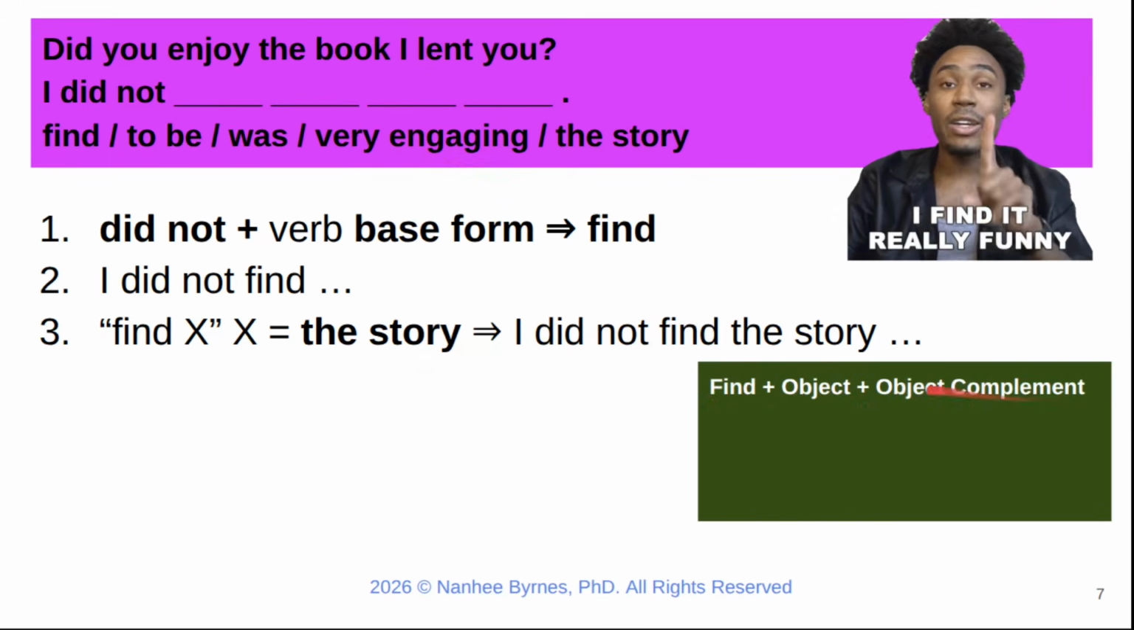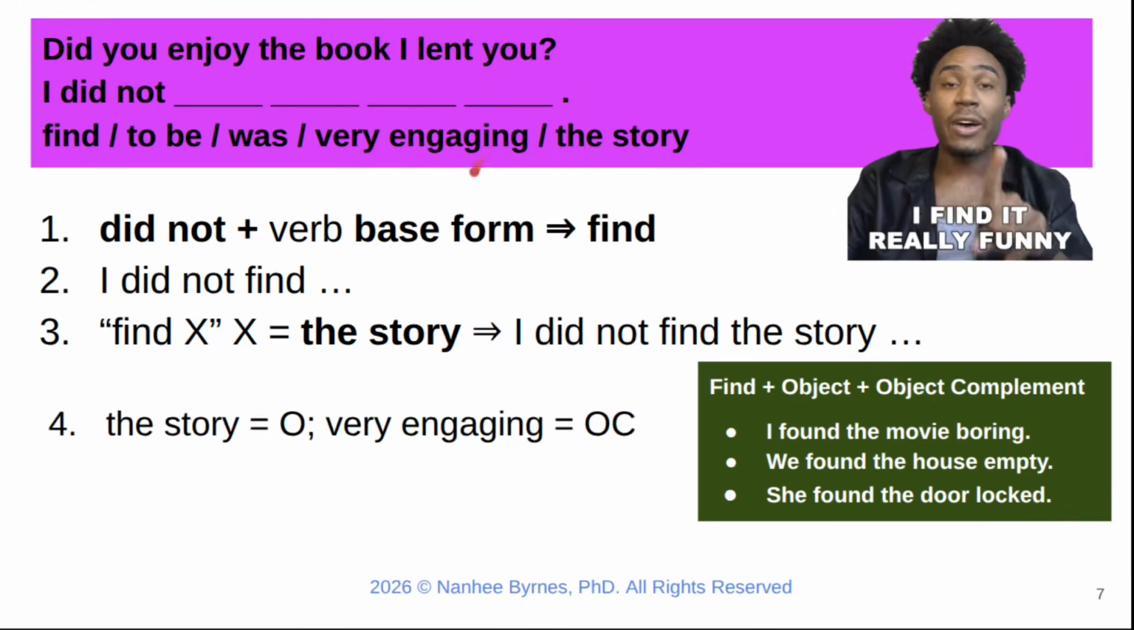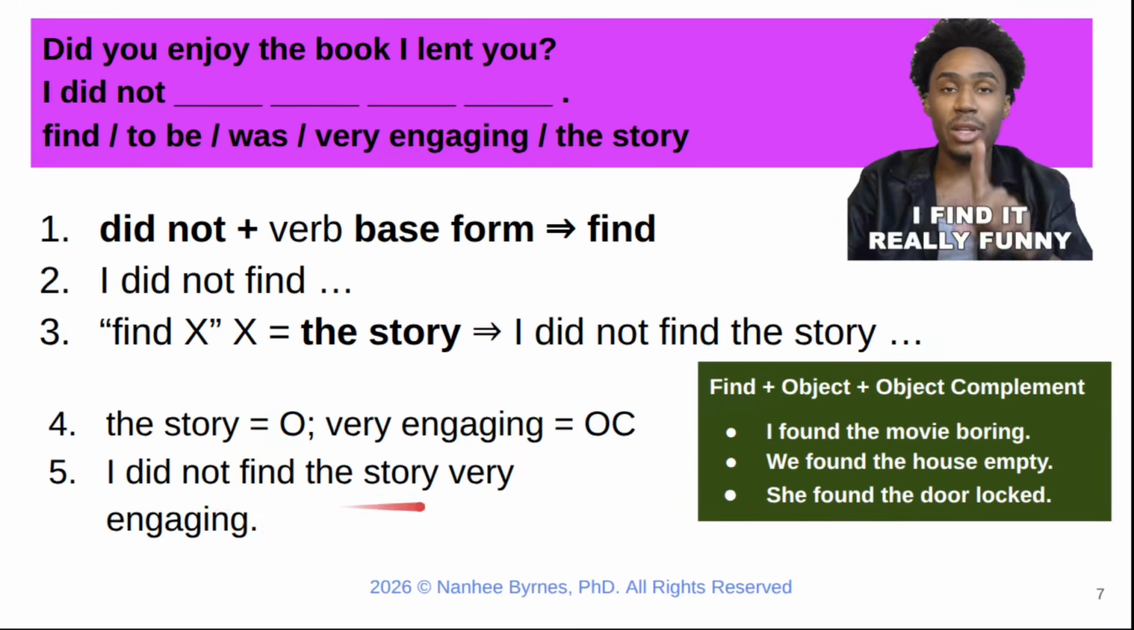Find is a transitive verb, and one common pattern is find plus object complement. Examples: I found the movie boring. We found the house empty. She found the door locked. Looking at our words, very engaging is the adjective describing the story, so we use this pattern. I did not find the story very engaging.